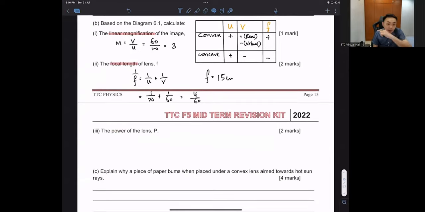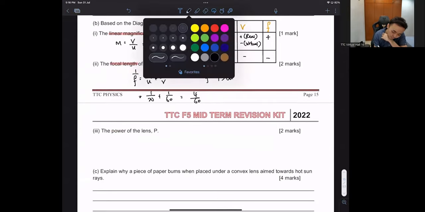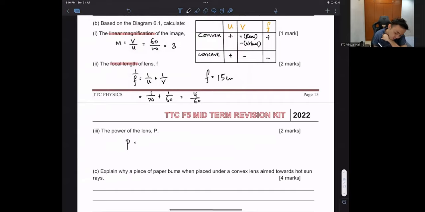Now, next one, calculate the power of the lens. How do you calculate power? The formula is 1 over F. 1 over how many? What's your focal length? You calculated it on top already, right? What's your focal length? Now, if you put 15, the mark is gone. Number one thing, careless mistake.